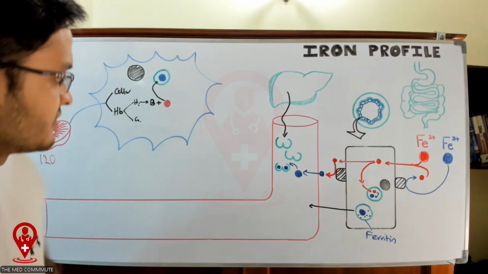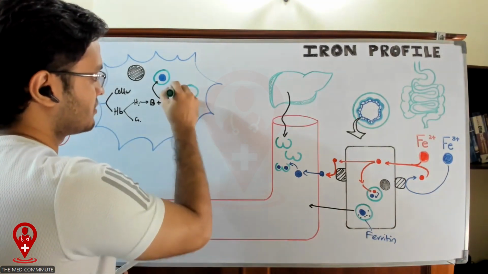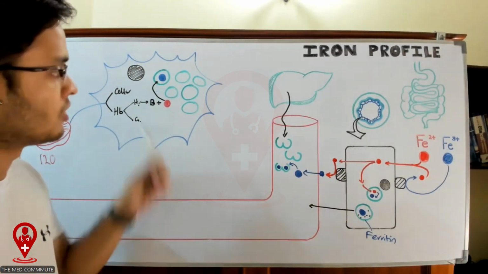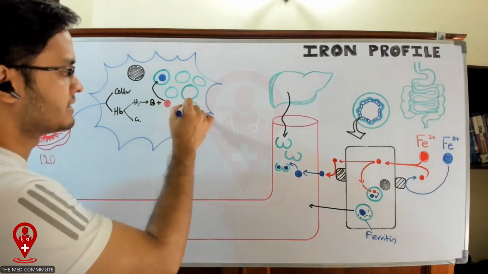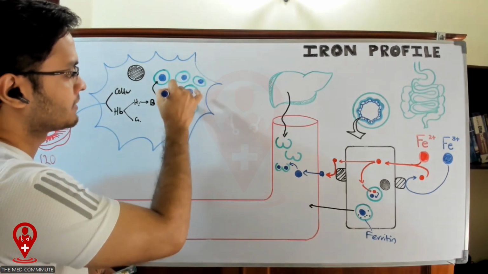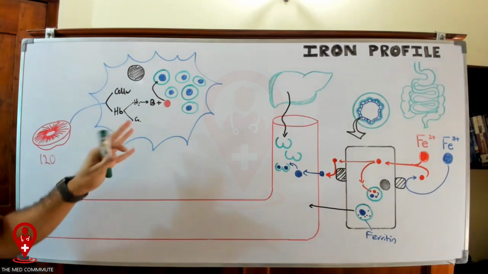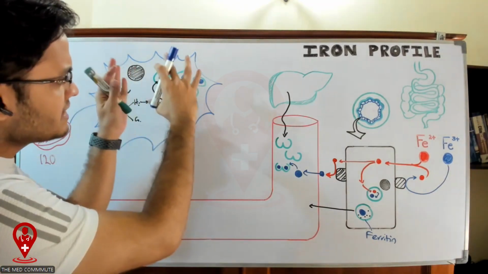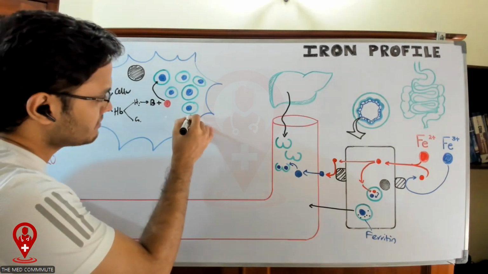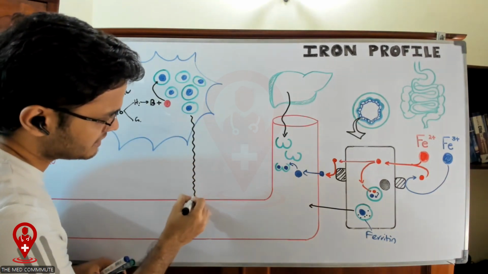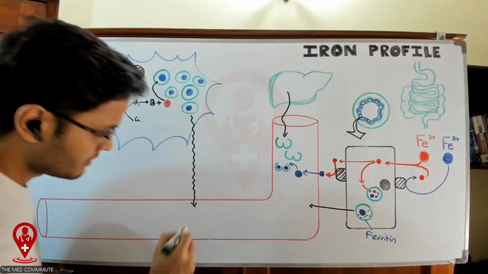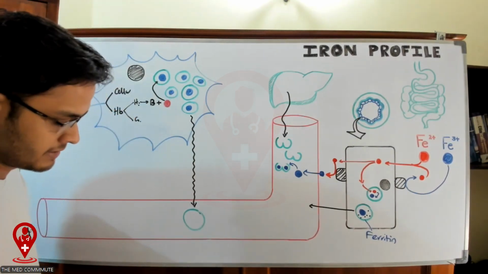I will draw several, just for us to understand. Once the apoferritin is loaded with these ferric ions, we call it ferritin. Now, when there is a lot of ferritin being produced, what is the important thing I want you all to know? Some ferritin, if it is produced a lot, can just leak into the blood.